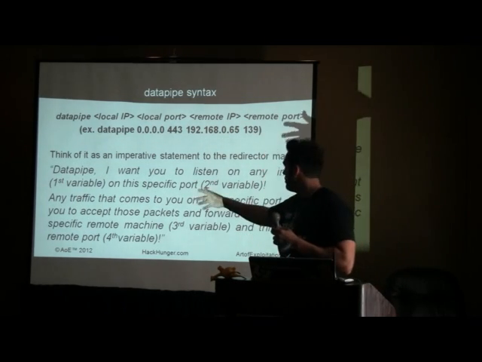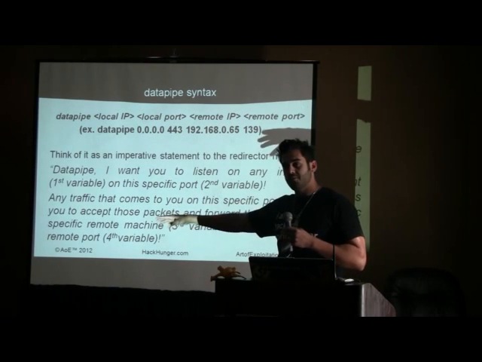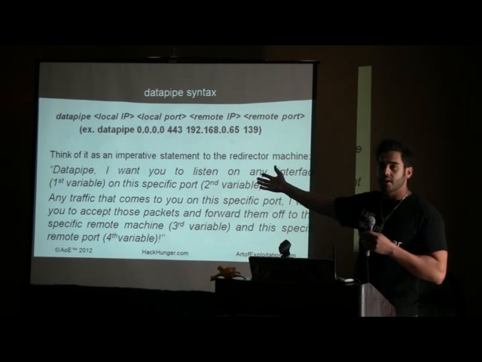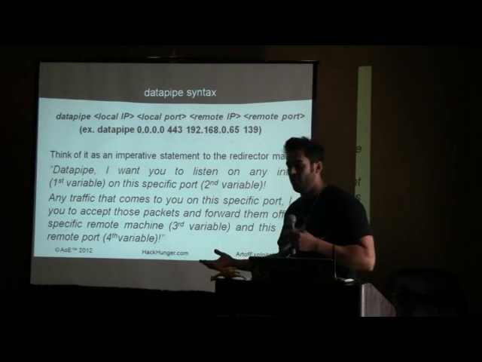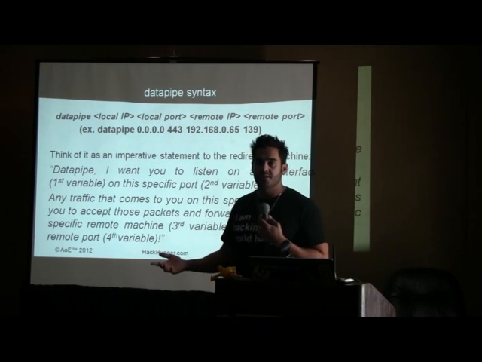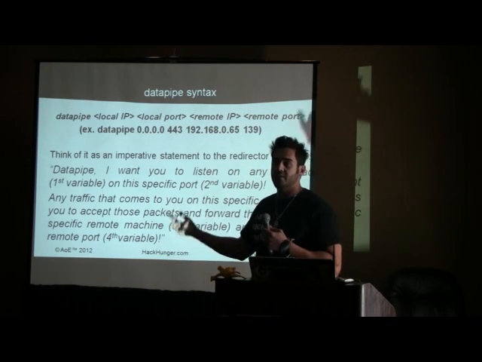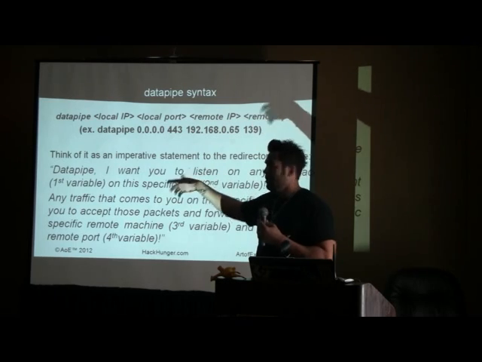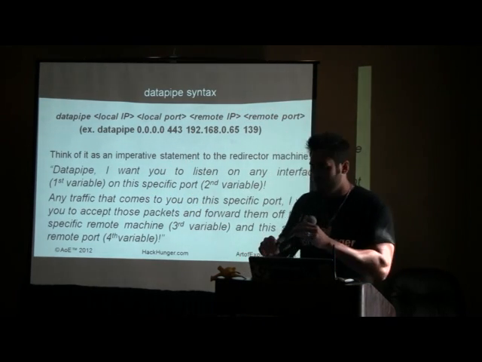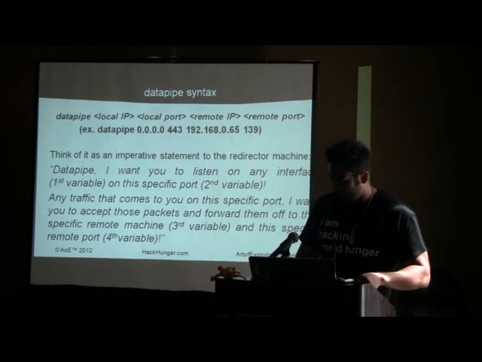So any traffic that comes to you on 443, so the redirector machine, accept those packets and send them on to this machine on port 139. And you can do this with whatever port you want, as long as the port's not already bound. So just like you can't start a netcat listener on a port that's already bound, you can't tell data pipe to bind to a port. So if 443 was bound, it would give us an error. So as long as the port's not bound, you can go ahead and tell it to do it.